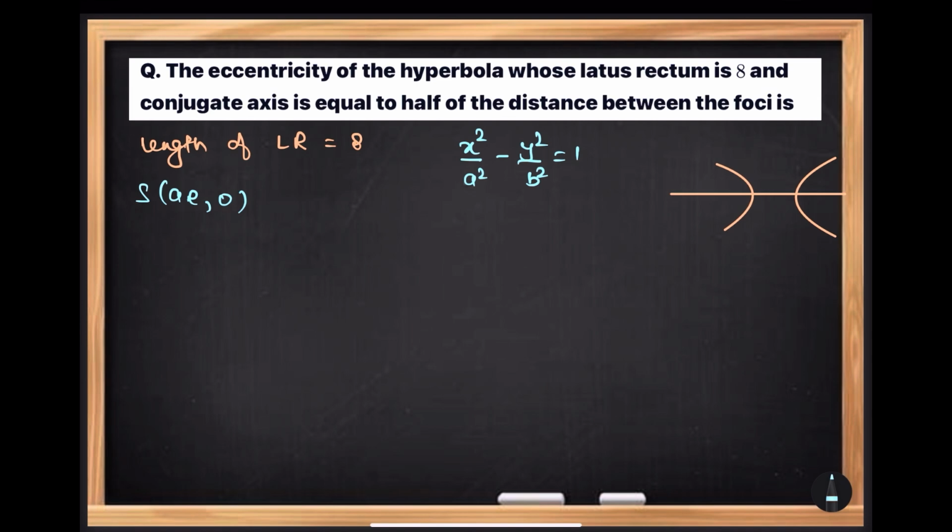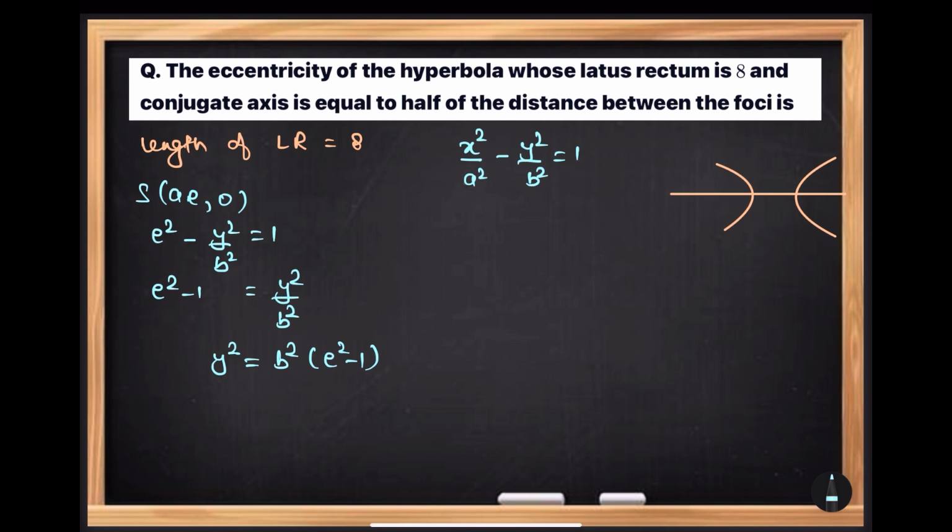So can I substitute in place of x, ae? So we will have e square minus y square by b square equals 1. So it is e square minus 1 equals y square by b square. So y square will be equal to b square times (e square minus 1).